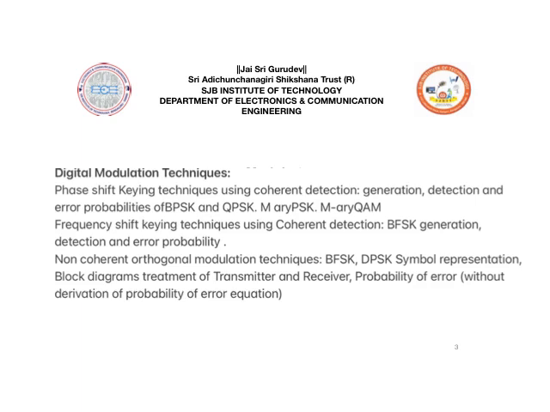At the end, non-coherent orthogonal modulation techniques are to be discussed. The techniques are BFSK and DPSK symbol representation. We need to discuss the block diagram treatment of transmitter and receiver. Finally, we end up with probability of error. For probability of error, we need not discuss the derivation, we are discussing only the probability of error equation.